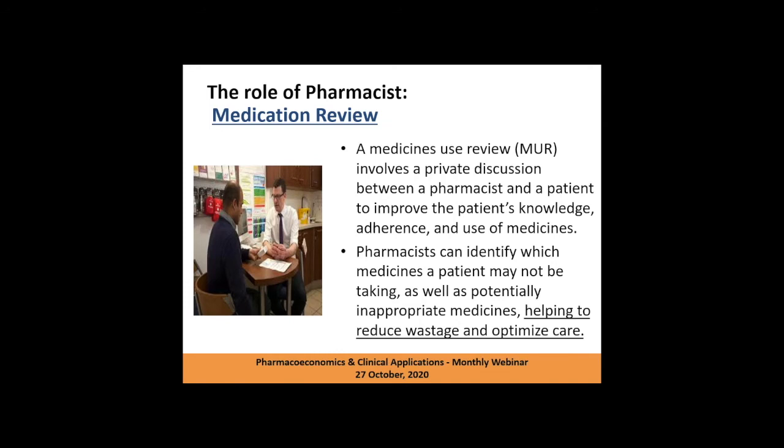It is also important to highlight that patient use of medications should be reviewed for appropriateness before giving the patient their medications. And medication use review, which involves one-to-one discussion between the pharmacist and patient, can improve the patient's knowledge, adherence, and use of medication. It can also identify if the patient is really taking their medication at all, or if they're taking them appropriately.